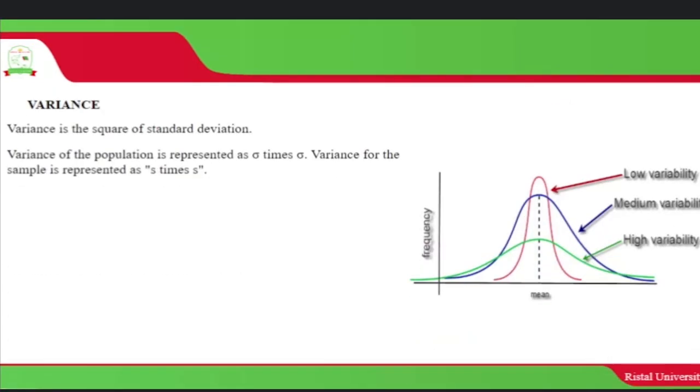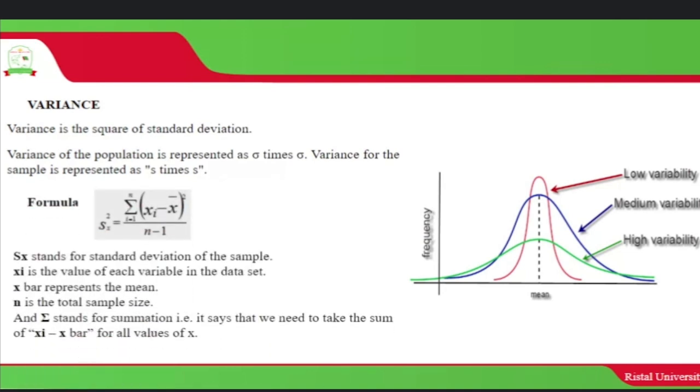So what is the variance? The variance is the square of the standard deviation. So it is basically getting the standard deviation and then squaring it. It uses all the data points, and it provides a comprehensive measure of spread. And since it is based on squared differences, it is not of the same unit as the original data.